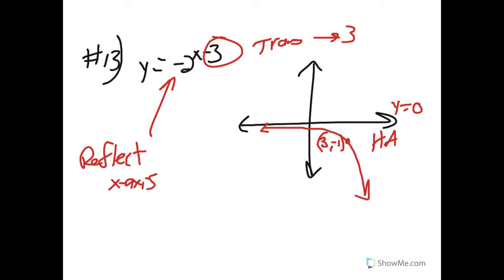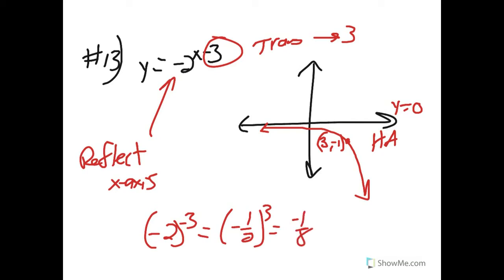If you want to know the y-intercept, put 0 in for x. 0 minus 3 is -3, and -2 to the -3 could be thought of as -1/2 to the third, which is -1/8. This y-intercept right here is -1/8.